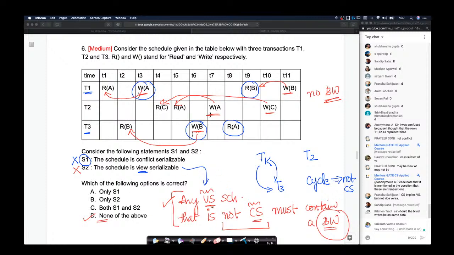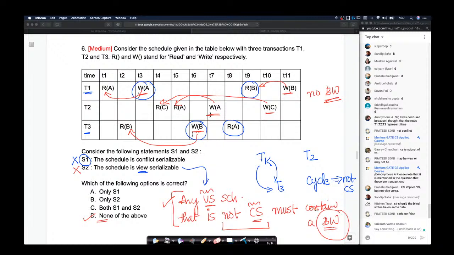So sounds good. Again, blind write basically means what? Blind write has to be on the same data, right? So both of them are false. So none of the above is the right answer, because which of the following options is correct? That's the question. So D is the right option here.